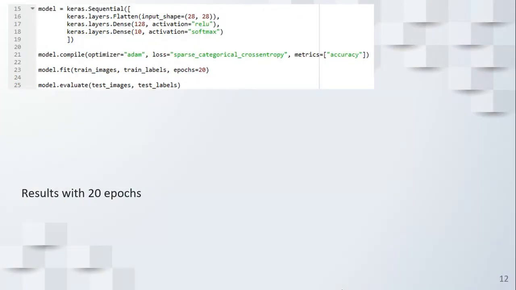Let's take a look at the results. These are the results with 20 epochs. More epochs aren't always better, because the model may be able to memorize certain images and develop patterns specific to only those images.